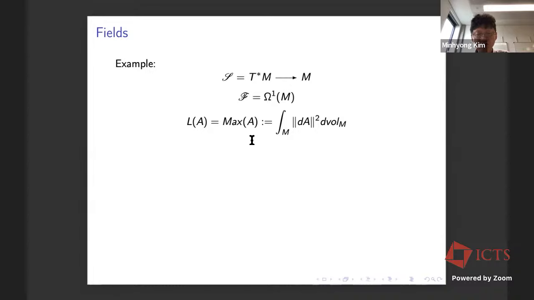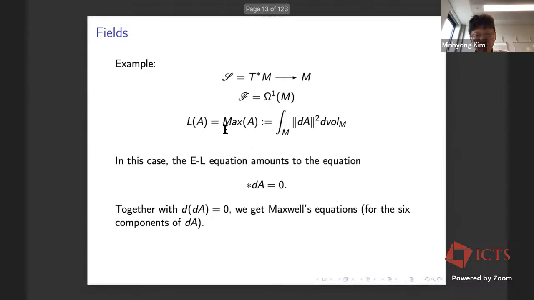I call it Max because it's sometimes called the Maxwell action, partly because the Euler-Lagrange equation, the critical points of this action, correspond to this equation, which together with the obvious equation saying that ddA equals 0, comprise what's called Maxwell's equations for the electromagnetic field. That is, if this is a four-dimensional manifold, dA will be a two form, so it has 6 components. Three components are the electric field, 3 components are the magnetic field, and this equation gives you the usual vacuum Maxwell equations without any charge or current.